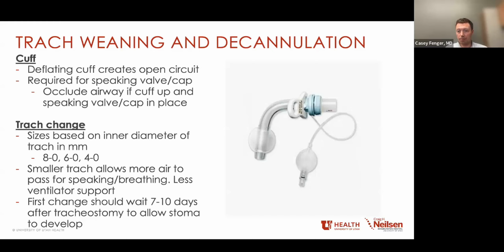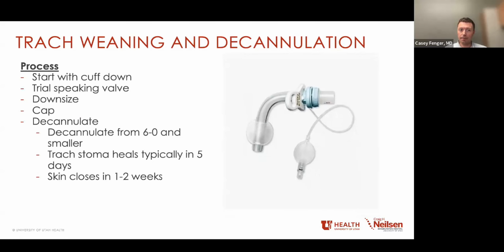So when we start this process, we like to downsize the patient, and again, that smaller trach allows more air to pass. But the benefit of having a bigger trach in is you can provide more vent support, right? Bigger tube, more air can pass through, you can provide more support. And so as long as someone's doing okay with minimal vent settings, it's okay to downsize them. We like to wait 7 to 10 days after the tracheostomy is placed to allow for that full stoma to develop. So when you take the trach out and put a new one in, it has a nice new clean track to follow.